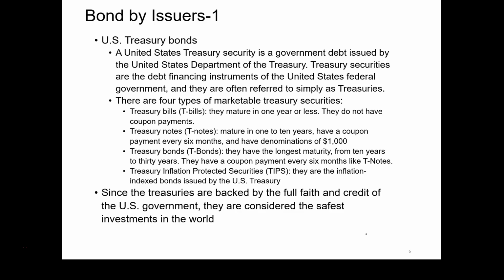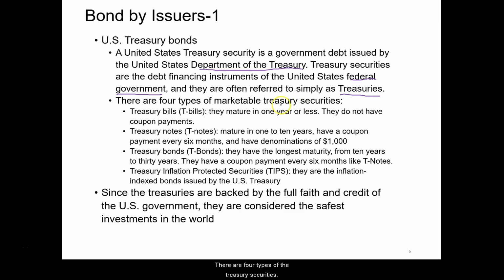Also, who issued them? If we look at bonds by different issuers, we have government bonds, corporate bonds, and also the municipal bonds. So let's first look at the government bonds. In the US, we have the US Treasury bonds. Treasury bonds are issued by the United States Department of Treasury. When the Department of Treasury issues these Treasury bonds, they are borrowing money for the US federal government. If you buy the US Treasury bonds, you are lending money to the federal government.